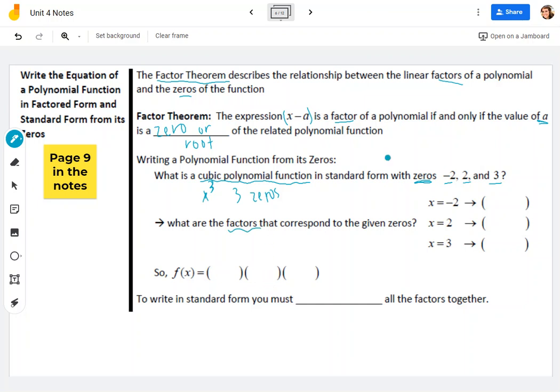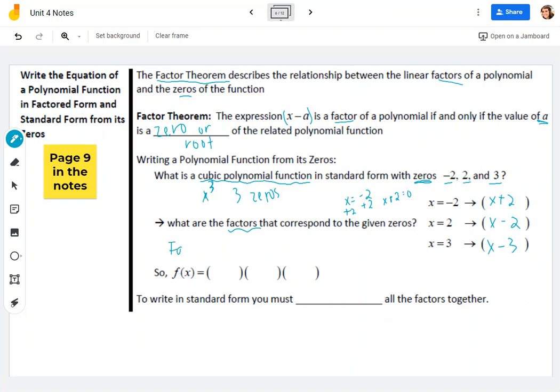So to write these as factors, you can think about solving it. So if we have x equals -2, you could add 2 to each side to get back to the factor of x plus 2 equals 0. So kind of working backwards, we end up switching the signs. So we end up with these 3 factors.